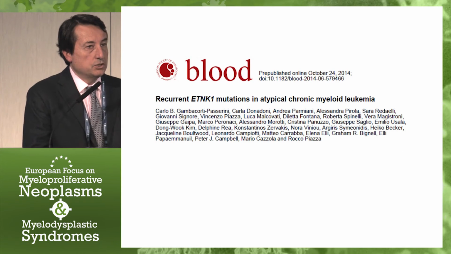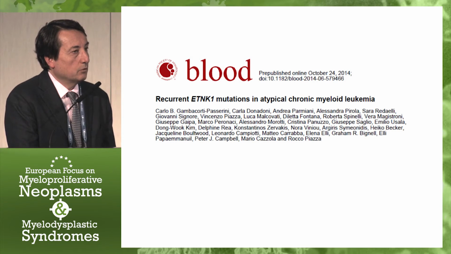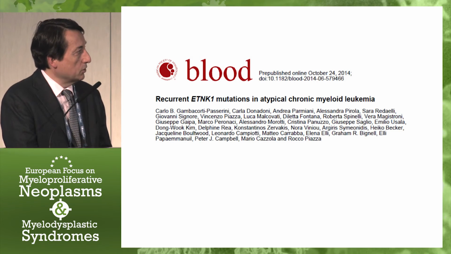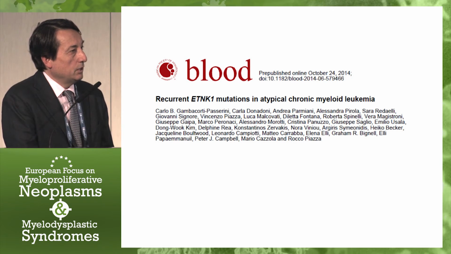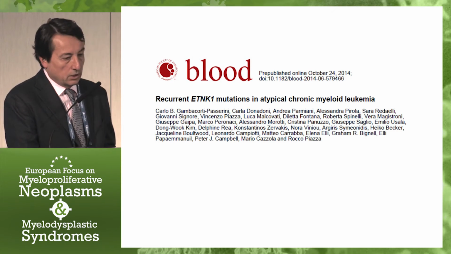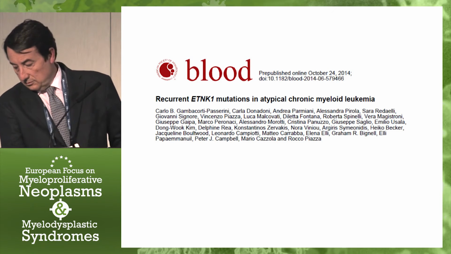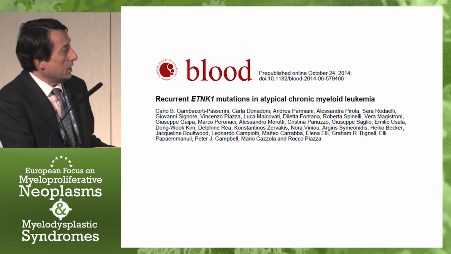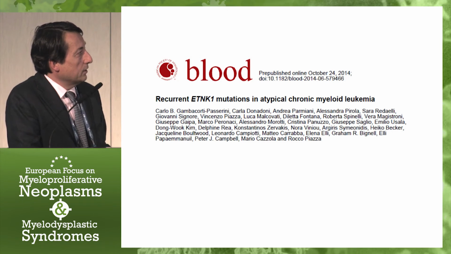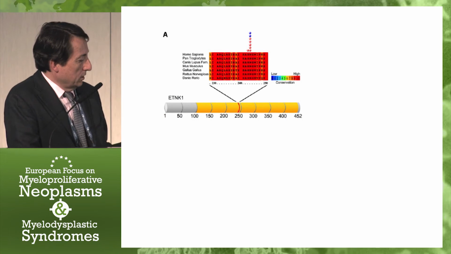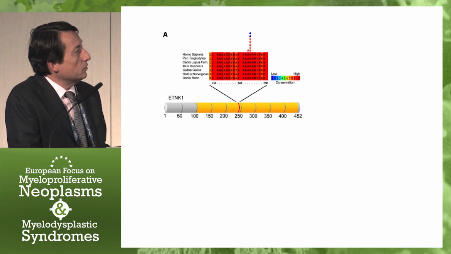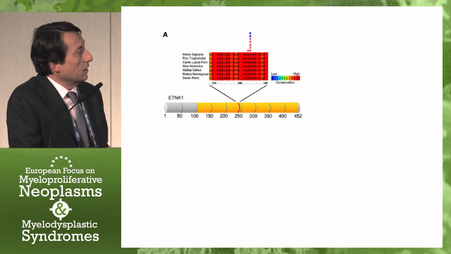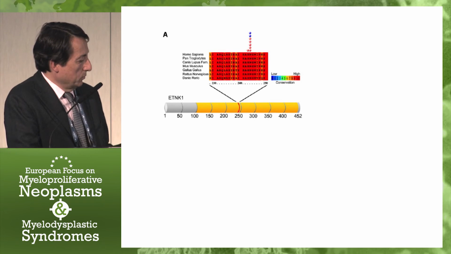Now I'll change the type of gene, because we also identified a second gene that is involved in the pathogenesis of aCML. And this is ETNK1. ETNK1 again shows, in approximately 10% of patients, a mutation in one or two positions, so a very conserved and very focused type of mutation.